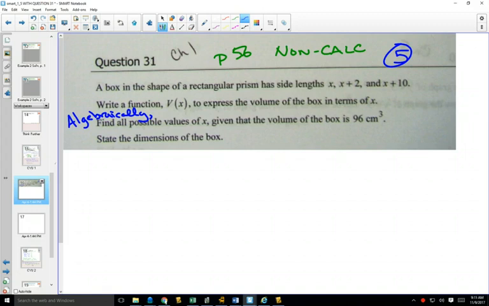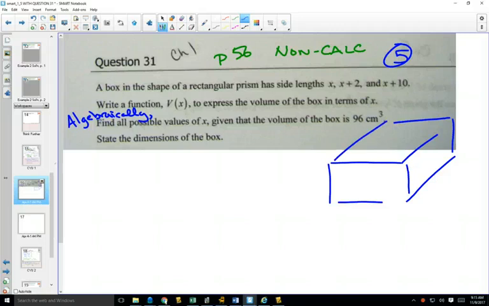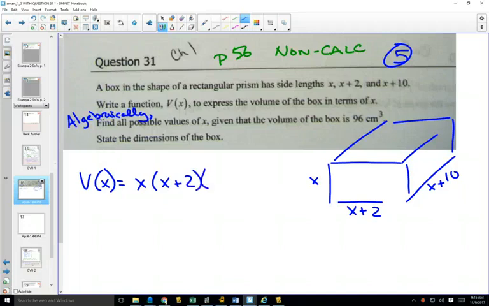So what we have is a box. Again, a picture would be nice. And the side lengths are x, x plus 2, and x plus 10. So our picture helps us get a visual for what's happening here. Write a function v of x. So v of x equals, to represent the volume in terms of x, length times width times height in no particular order, x times x plus 2 times x plus 10.